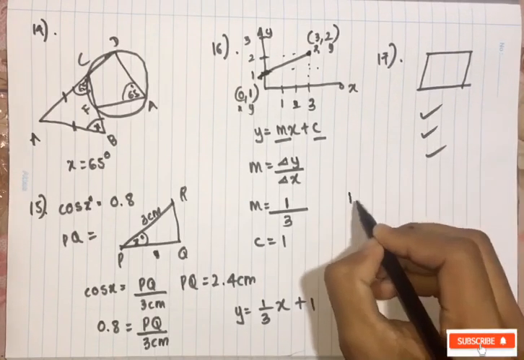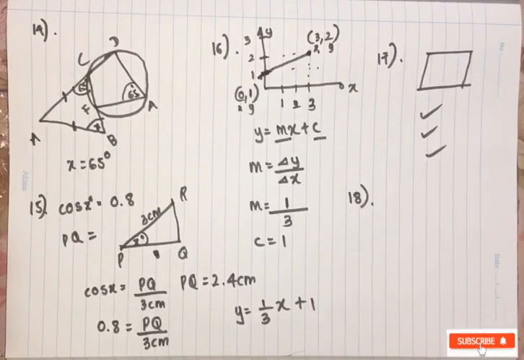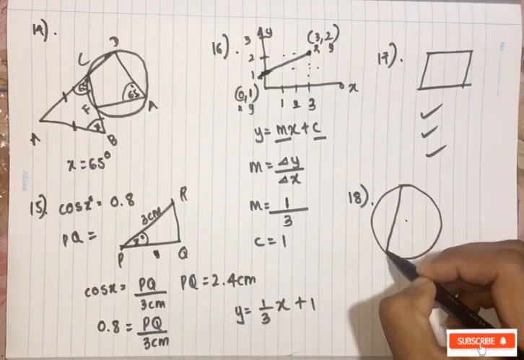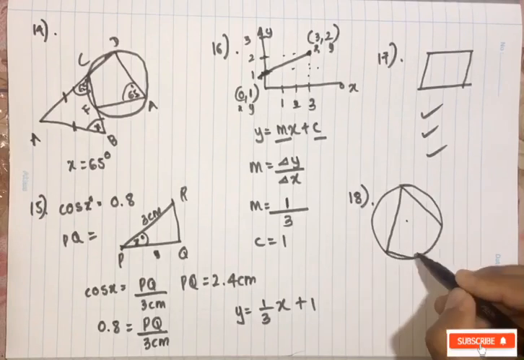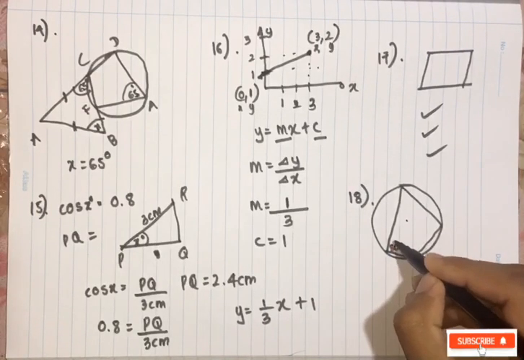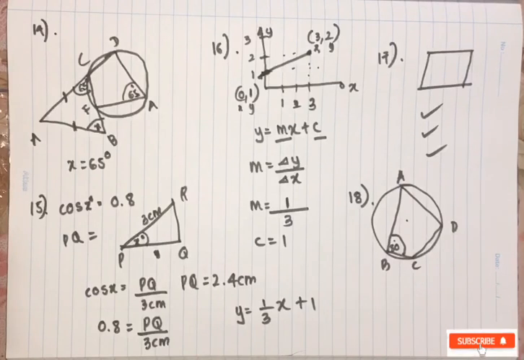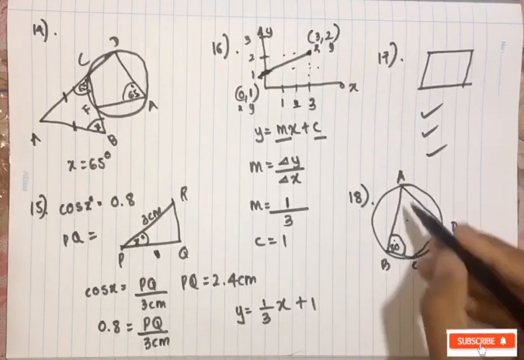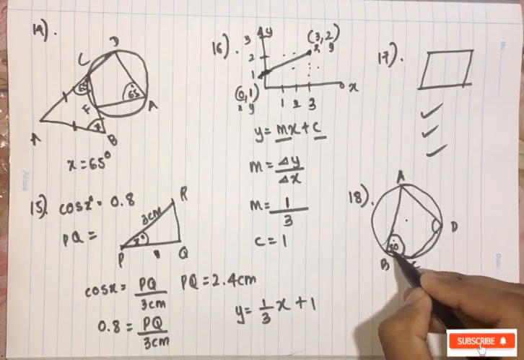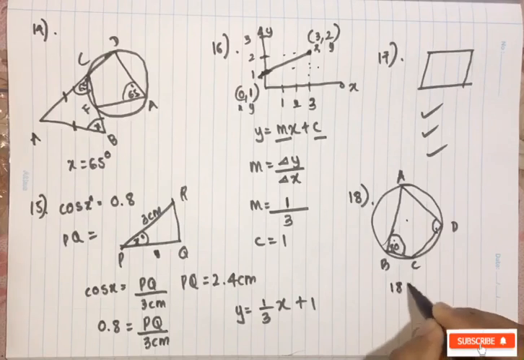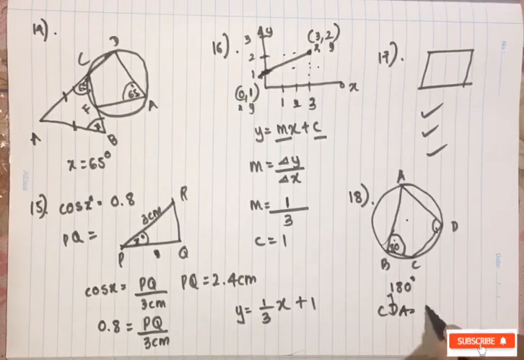The 18th question says, using the information given, you have to find the magnitude of CDA. Okay, let me draw the diagram. Center is somewhere here. This is the diagram. This is given as 80 degrees. So A, B, this is C and D. You have to find CDA, this angle. Now since this is a cyclic quadrilateral, if this is 80, the sum of the opposite angles should give you 180 degrees. Therefore, CDA is equal to 100 degrees.